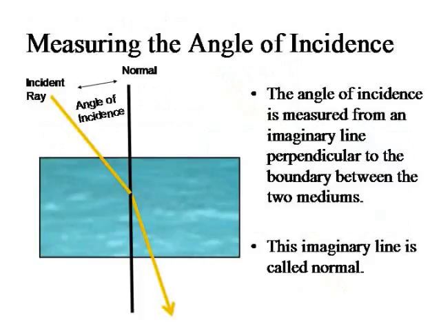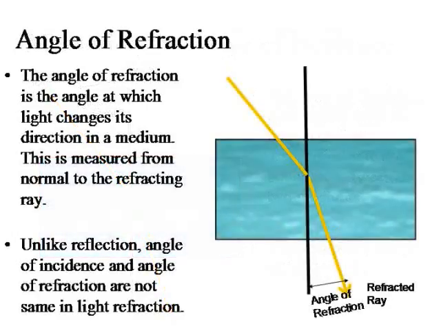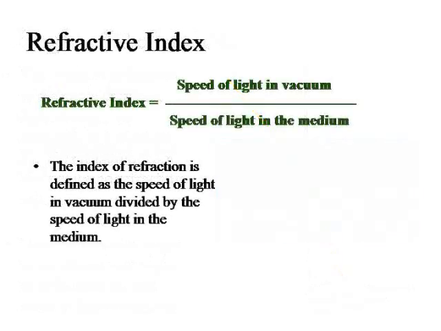So how do we measure the angle of incidence? Well, the angle of incidence is measured from an imaginary line that runs perpendicular to the boundary between the two mediums, in this case air and water. This imaginary line is called normal. The angle of refraction is the angle at which the light changes its direction in the medium, in this case water. This is measured from normal to the refracting ray. Unlike reflection, the angle of incidence and the angle of refraction are not the same in light refraction.